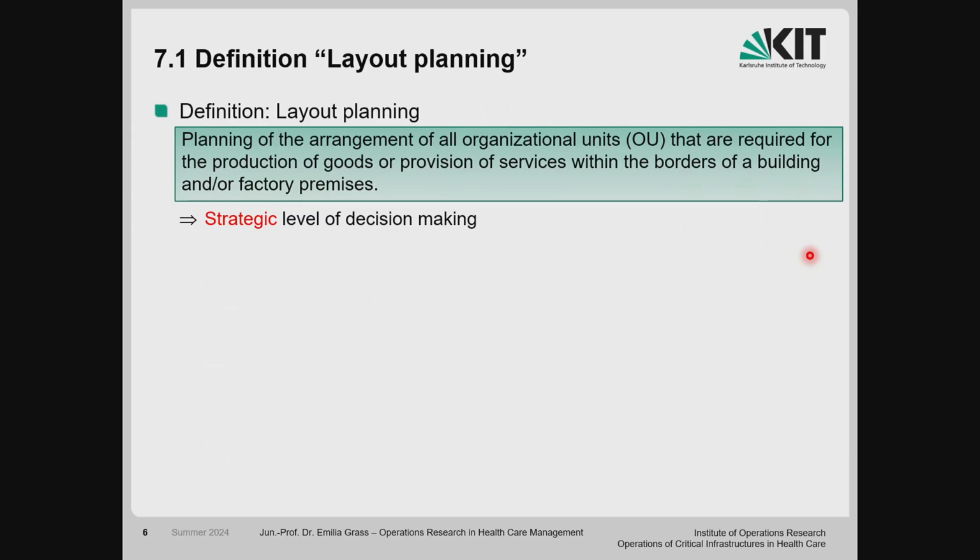Okay, so what is layout planning? We had what a layout is, now what is layout planning? We plan the arrangement of organizational units, in our case departments, oncology, radiology, and so on, that are required for the production of goods in manufacturing or the provision of services in a hospital, within, of course, the borders of a building. So there's some kind of building already there, and now we have to plan the units within the hospital. So this is rather a strategic level of decision making.